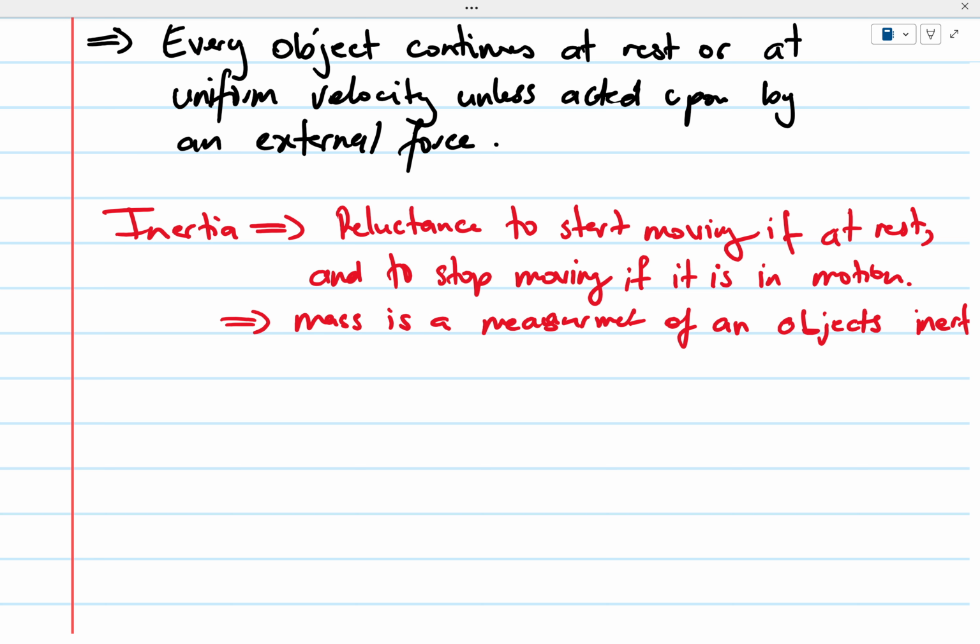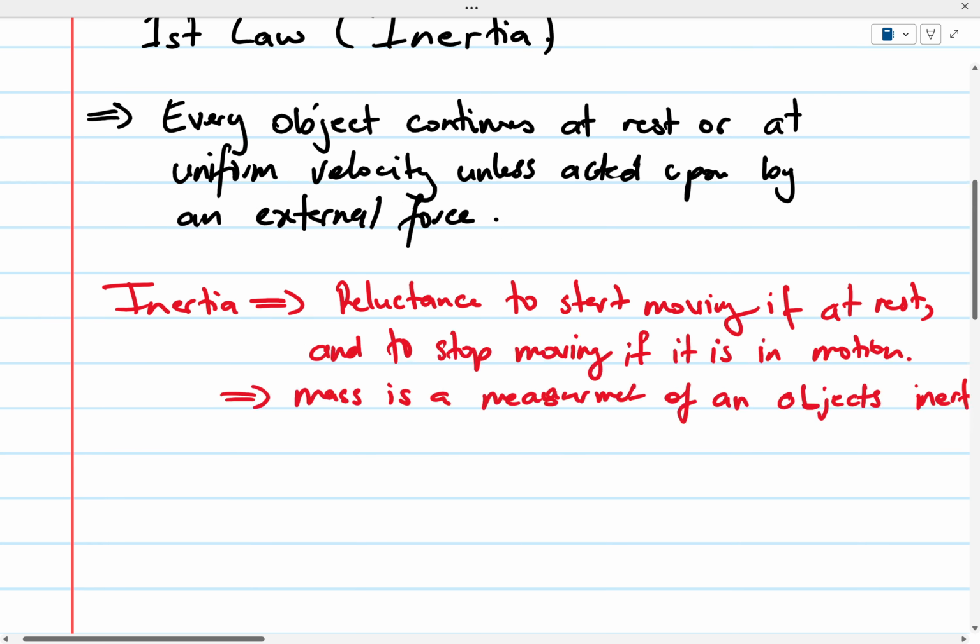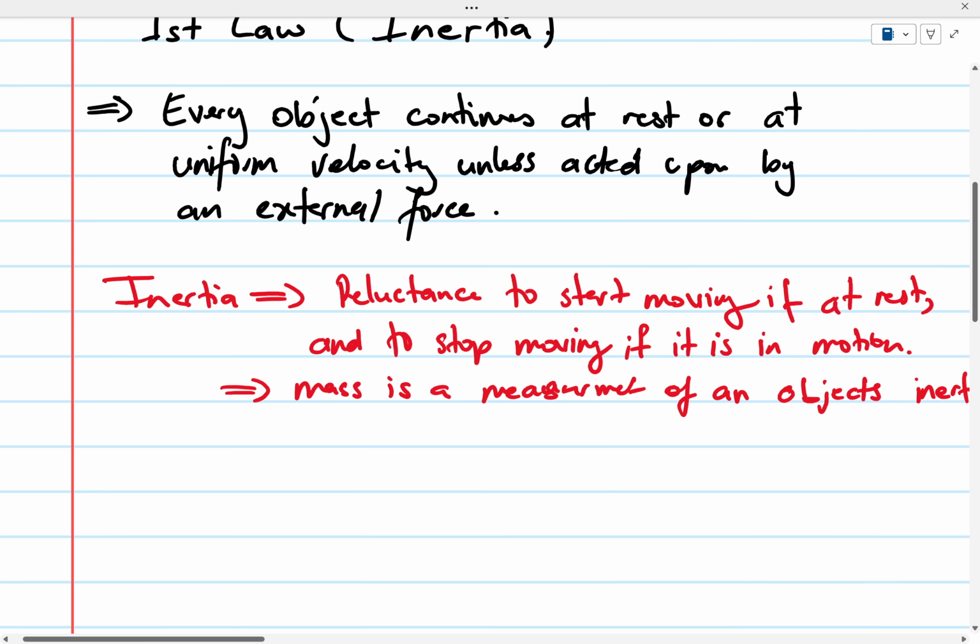So we're looking at whether or not we have some velocity, specifically as it relates to Newton's first law. Every object continues at rest or at uniform velocity unless acted upon by some type of external force. And that ties into the object's inertia. If the object is more massive, you would require a larger resultant force in order to stop the object from moving or to start it moving.